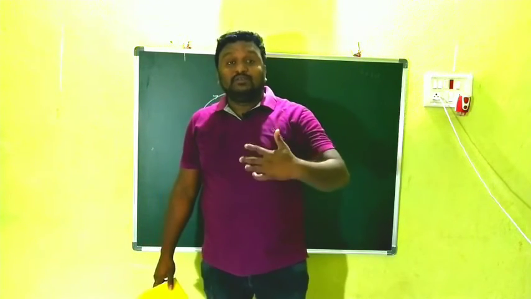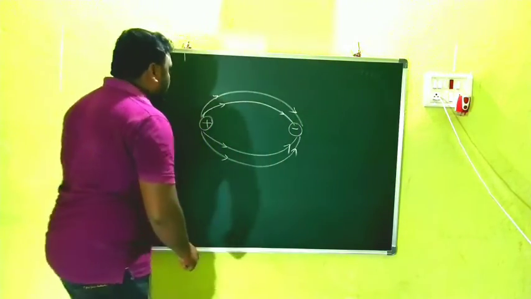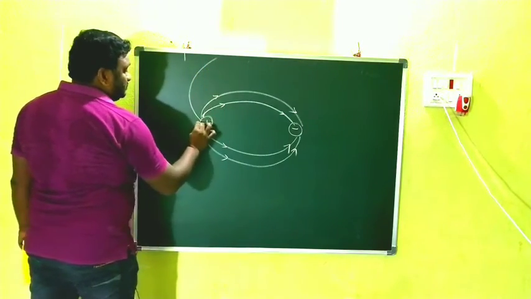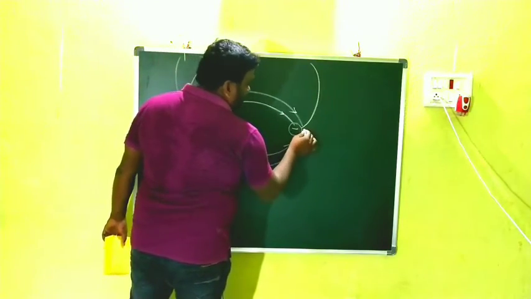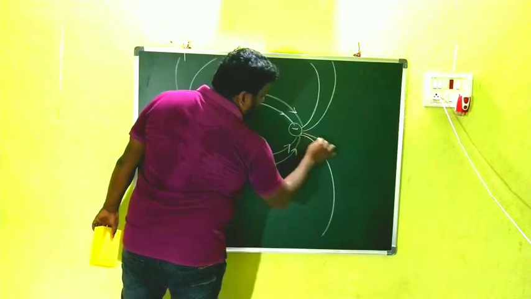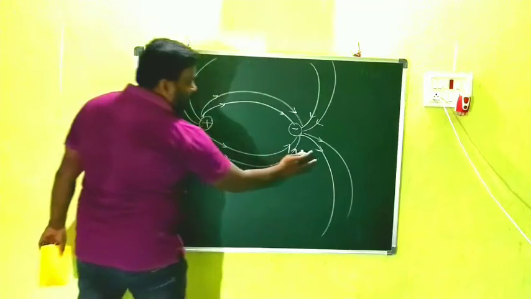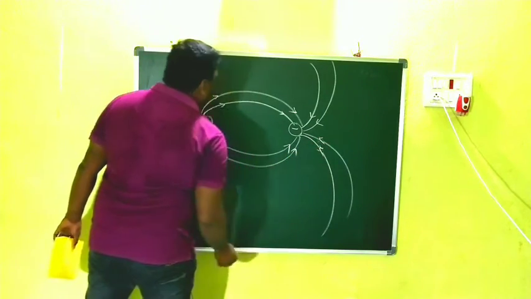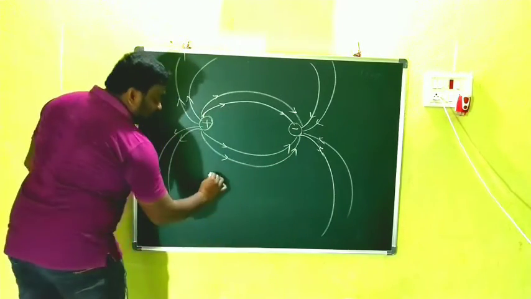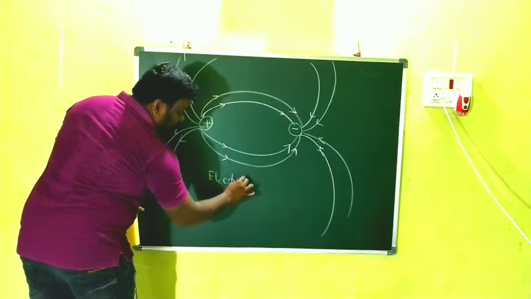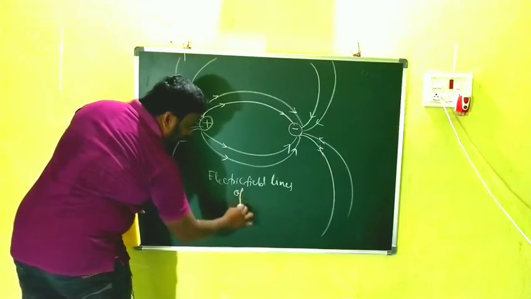So we have one important difference between magnetic field lines and electric field lines. Later we will discuss it. Now I am drawing like this. Here radially outward, radially outward. So these are the electric field lines of a dipole.